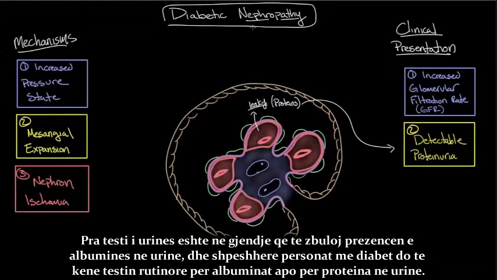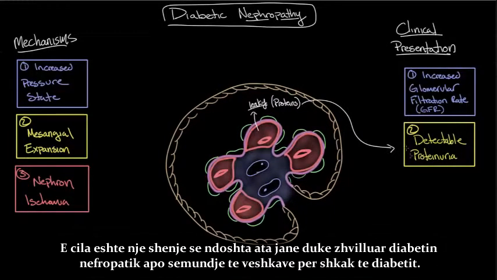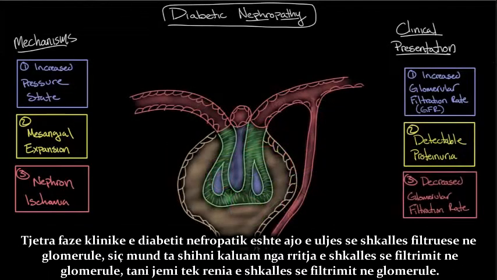So frequently, individuals with diabetes will have routine screening to test for albumin or protein in their urine, which is a sign that they may be developing diabetic nephropathy, or kidney disease due to diabetes. Then the next clinical stage of diabetic nephropathy is that of a decreased glomerular filtration rate. So you can see that we've gone from an increased glomerular filtration rate to a decreased glomerular filtration rate.